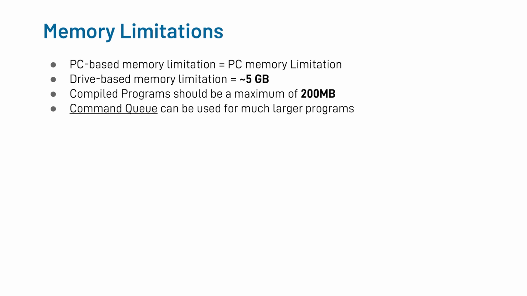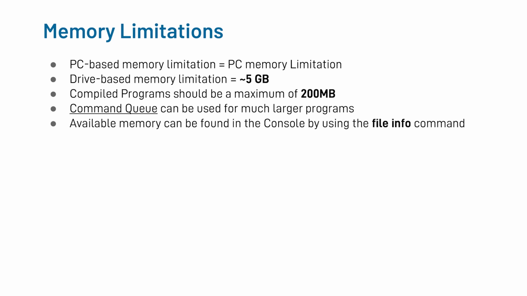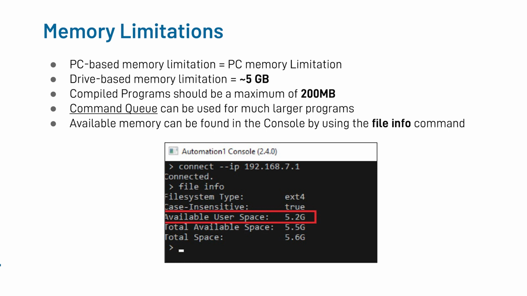Finally, if you do want to know the available memory that you have left to use on the controller, you can find this using the file info command through the Automation1 console. Specifically, we want to look at the available user space line. In this image, we can see a value of 5.2 G. This indicates that we have 5.2 gigabytes of available memory on our iX2E drive-based controller. This is what we're running in our example. This, in essence, summarizes what the file system is, how we can access it, and how we can use it.